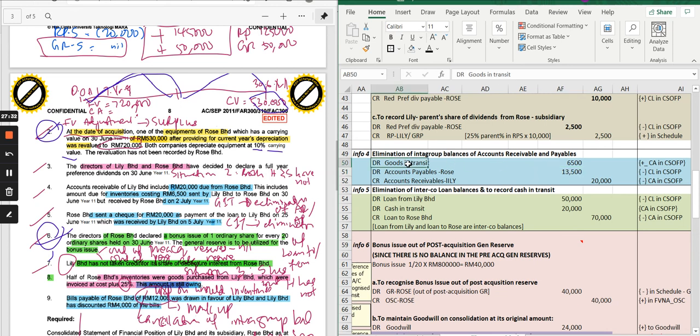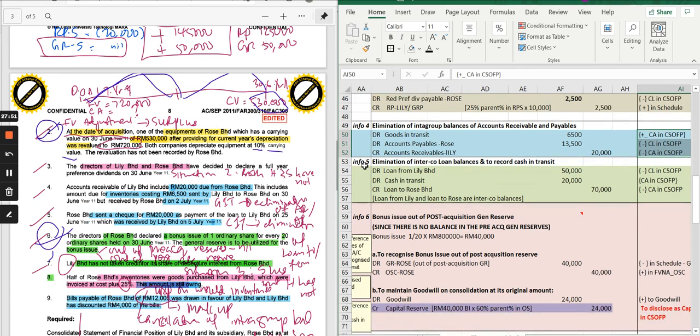You have two alternatives: either record the goods in transit in inventory or just put a separate row for the goods in transit. Both ways are acceptable. So this will be adjusted later. Everything here does not affect your schedule. It is just affecting your consolidated statement of financial position.